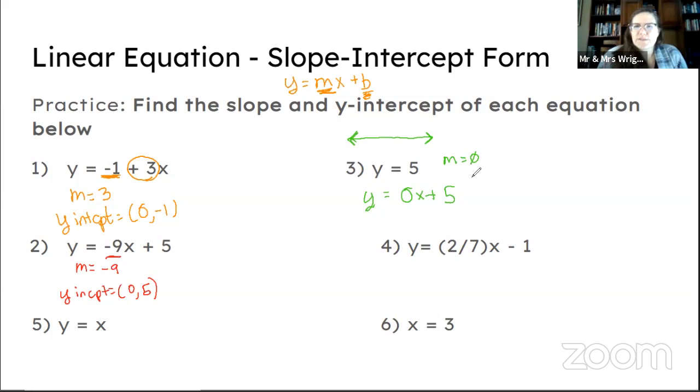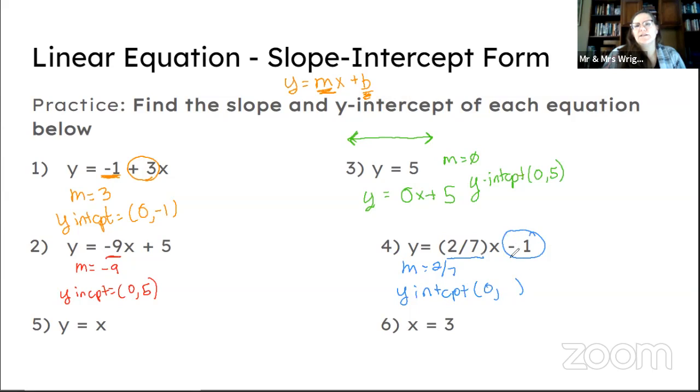All right, so that's the slope. Well, what's the y-intercept? The y-intercept is going to always have a 0 in front of it, and then our constant is 5, so that's going to go in the spot of the y. All right, so moving on to number 4, our slope is 2/7. That was easy. That's the coefficient of the variable. And our y-intercept is 0, comma, you see it's a negative, so we're going to put in -1.